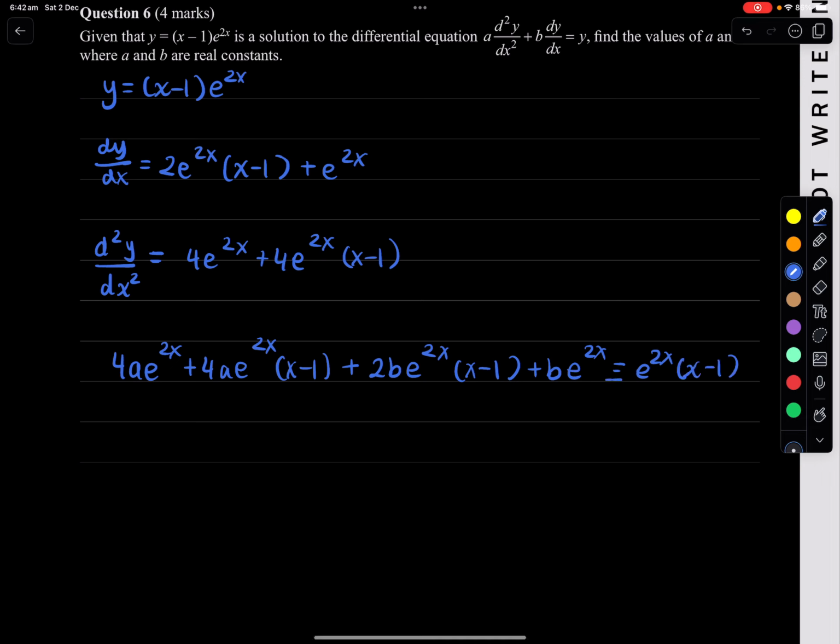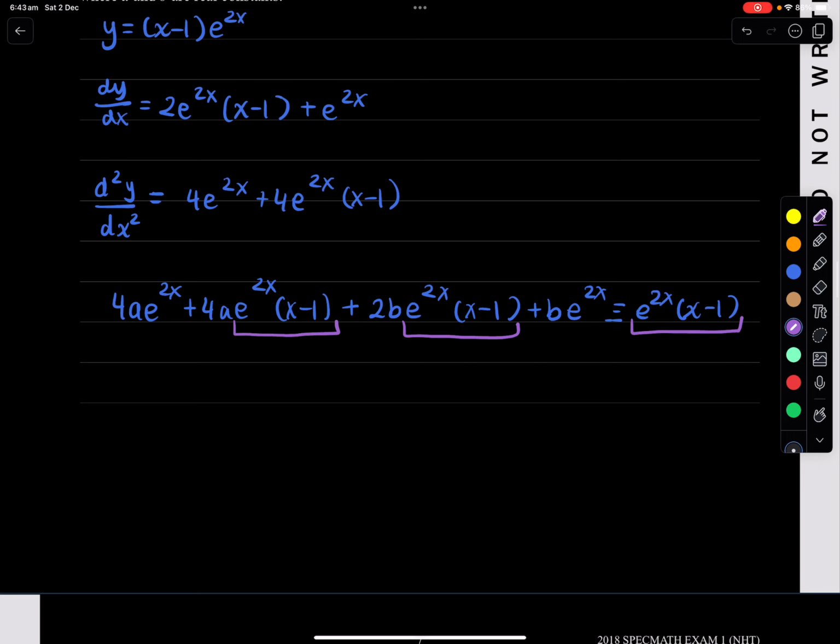Now I'm going to use equating coefficients for this. For all the expressions that have e to the 2x (x minus 1), for example, this one over here and this one over here, we can equate the coefficients. So the coefficients are, for this one, 4a. For this one, it's going to be plus 2b. So 4a plus 2b should equal the constant 1 in front of this. That's your first equation.